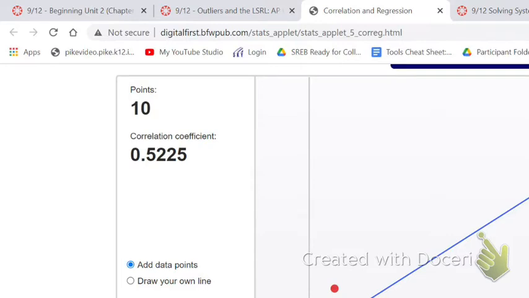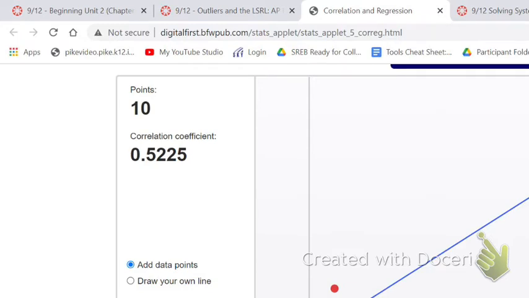If I add a point below the least squares regression line, so down here, what happens? Does my slope change? Does the y-intercept change? Decreases. Does my correlation coefficient change? What happens to it? It decreases. So my slope remains the same. If I put it on that mean line, slope remains the same, the y-intercept decreases, and the correlation coefficient decreases.